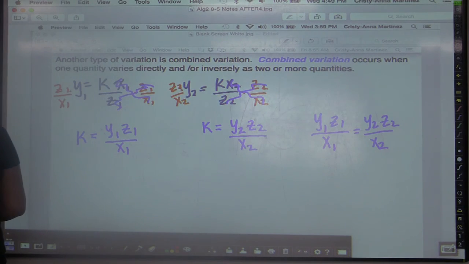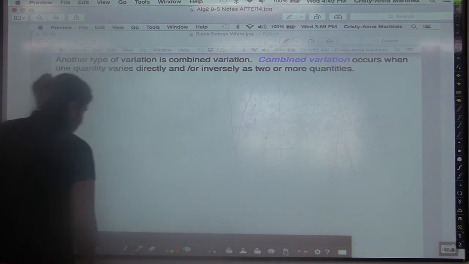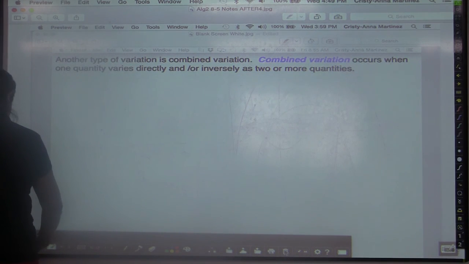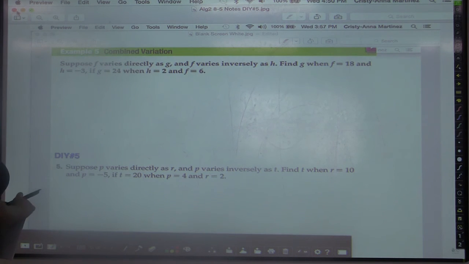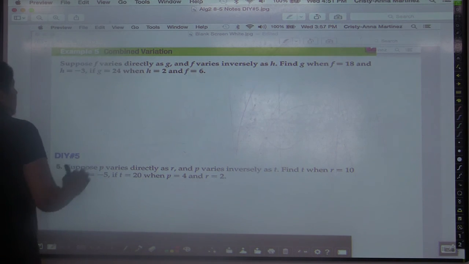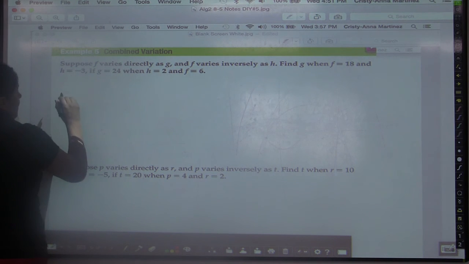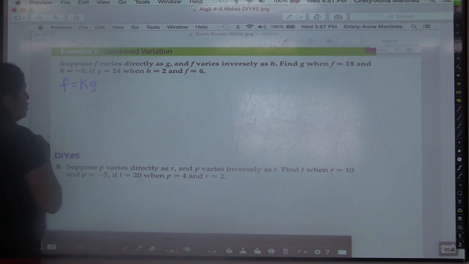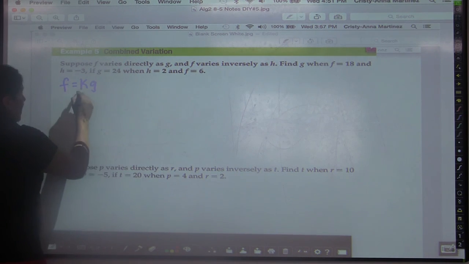And so we're going to go to our last example here and apply that formula to solve it. So in example 5, it again has different variables. So I'm going to go with what variables are given here. So f varies directly as g. If f varies directly as g, that's what you would have. But it says also, and f varies inversely as h.